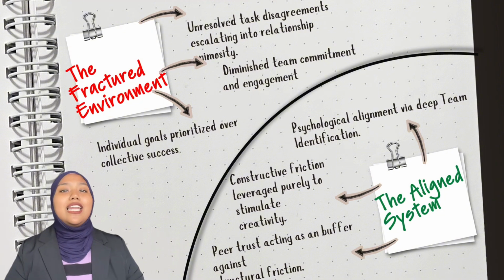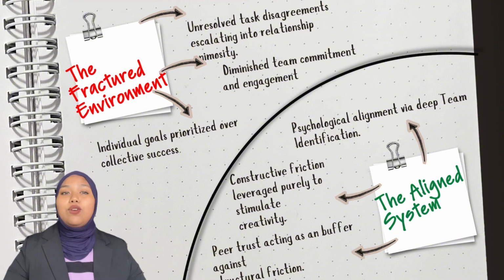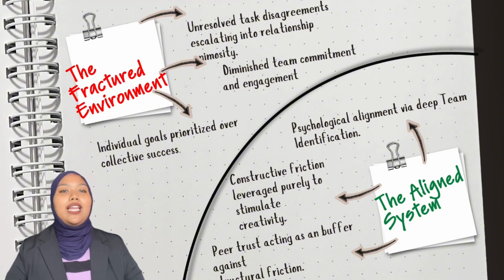Whilst on the right is the alliance system. By building deep team identification, we merge individual objectives with a collective group fix. Supported by peer trust, these environments create a psychological safety net. Here, conflict is no longer a destructive liability. Instead, constructive task friction is directly leveraged to drive innovation. Ultimately, managing this balance dictates whether a team breaks down or thrives.